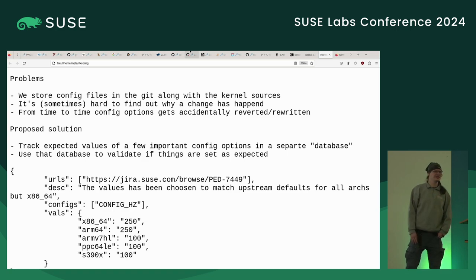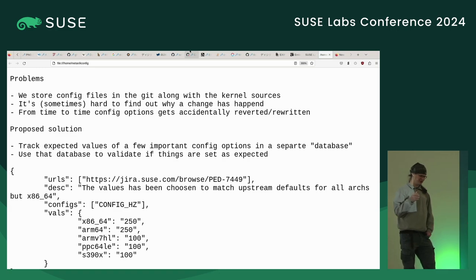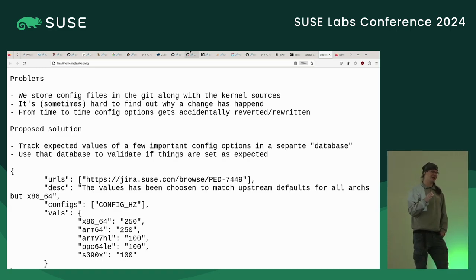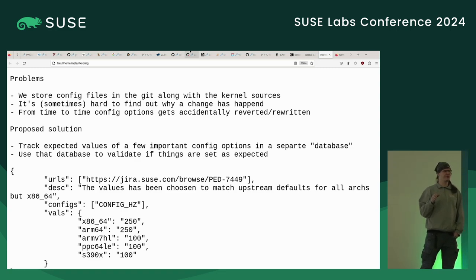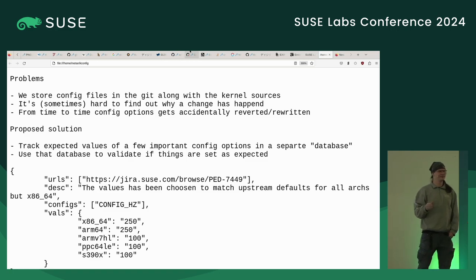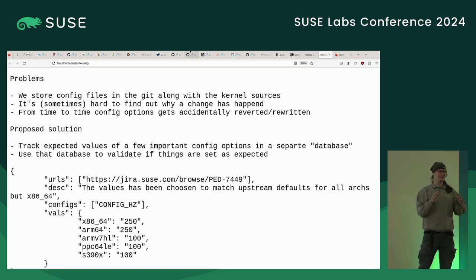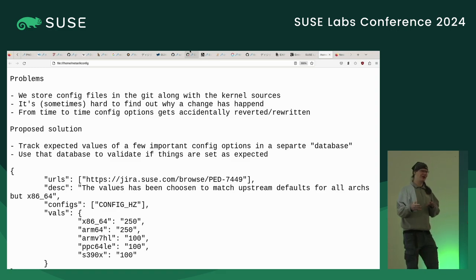Yeah, but that still does not solve the problem I'm trying to solve, because I'm trying to have some kind of guards around the most important config options. A review does help, but still that's error prone, right? Yeah, sure. That's a different kind of issue. Yeah, that's a slightly different problem, because what I'm trying to do is to have some automation that guards the important stuff. Yeah, I understand that.